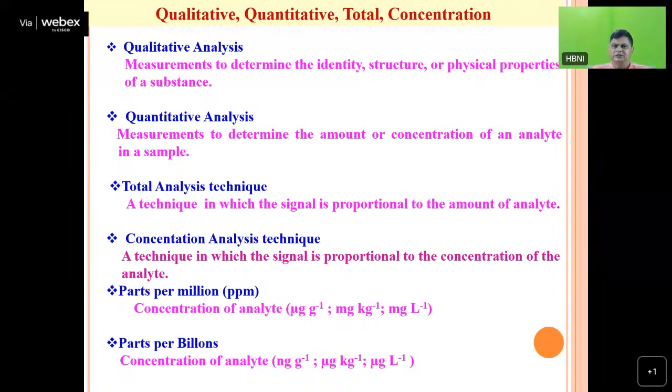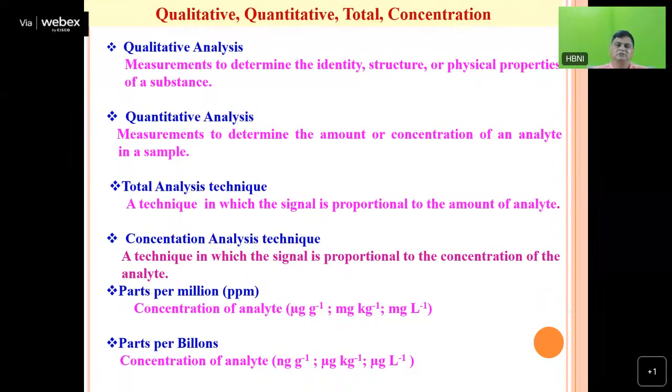Whereas a concentration analysis technique is a technique in which the signal is proportional to the concentration of analyte. In general, there are two terms which we analytical chemists mostly use: parts per million and parts per billion. Of course, as per the new IUPAC rules, we should avoid using ppm or ppb as far as possible. It should be given either in terms of microgram per gram in case of ppm, or either milligram per kg or milligram per liter.